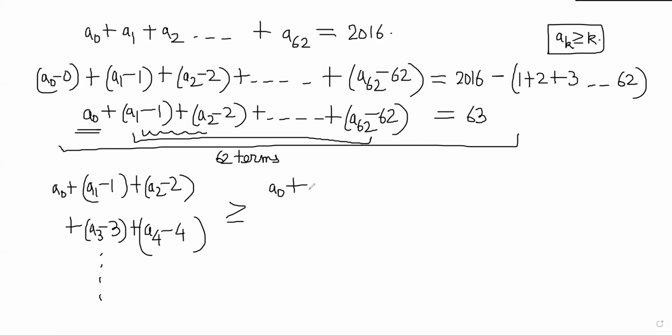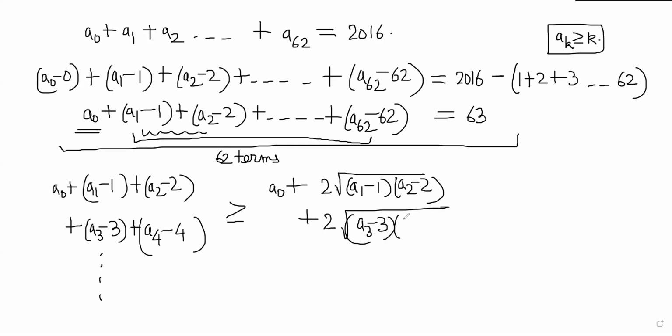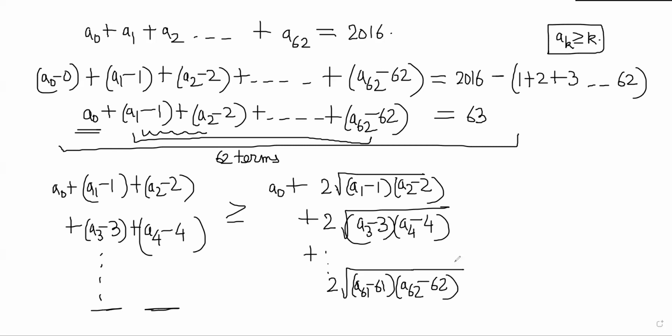plus 2 times root over A1 minus 1 and A2 minus 2, plus 2 times root over A3 minus 3 and A4 minus 4. Finally, I am grouping two terms at a time, greater than, finally, it will be A61 minus 61 multiplied by A62 minus 62. Correct? Is everyone understanding what I have done so far?